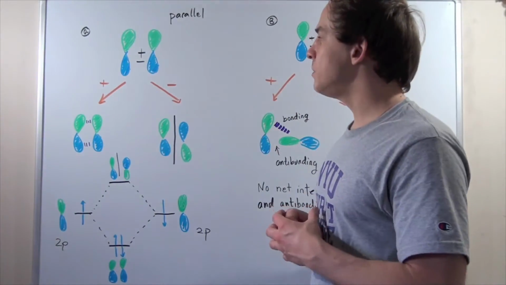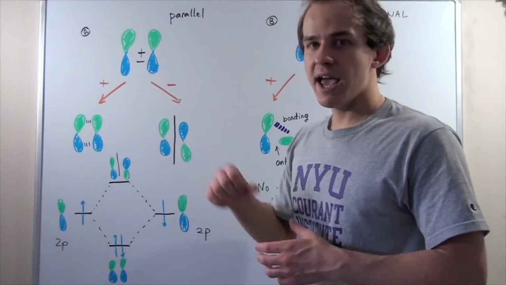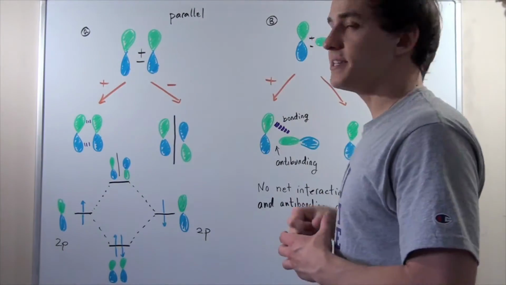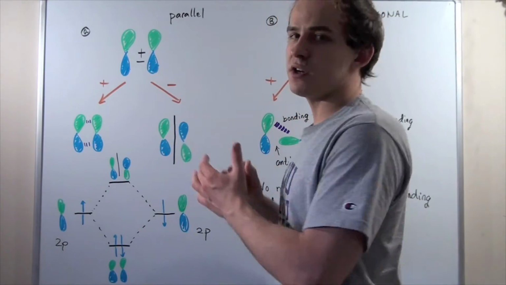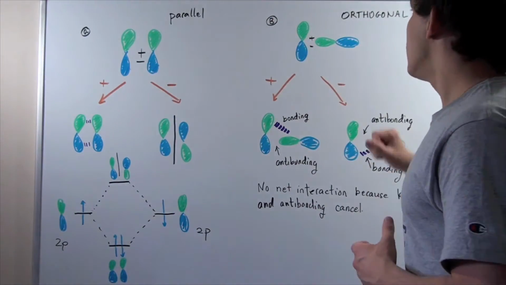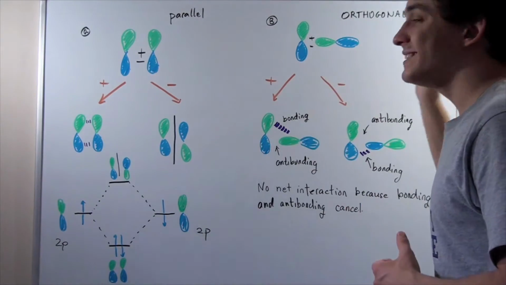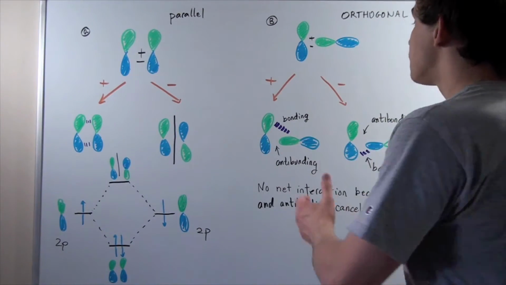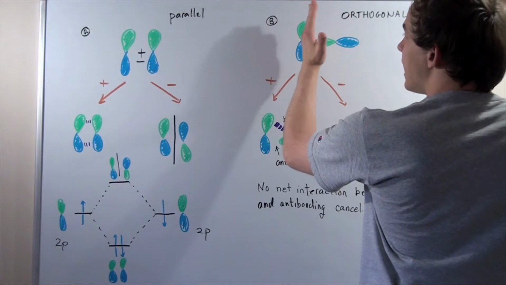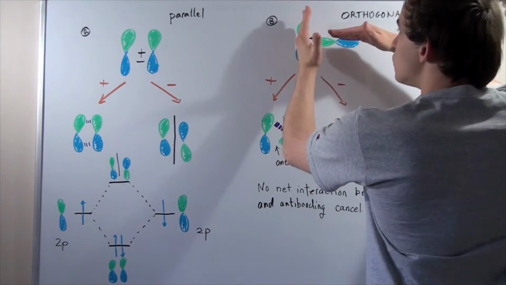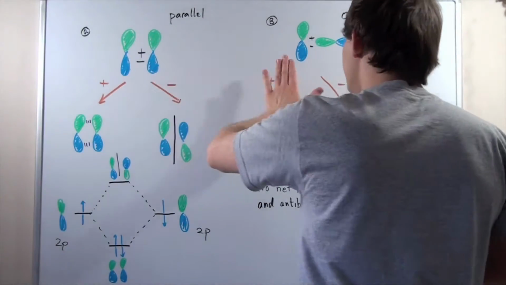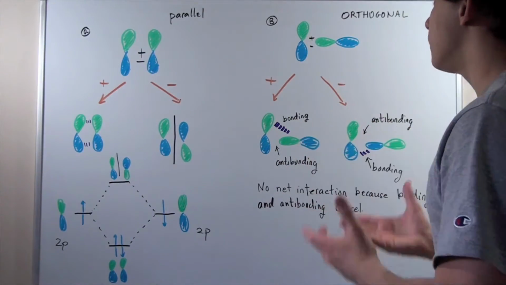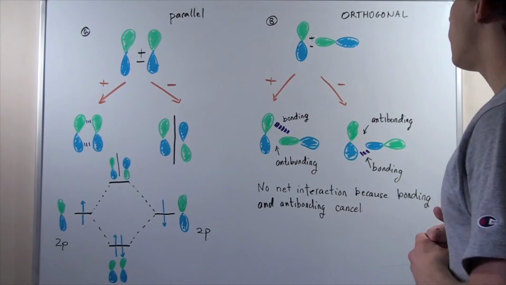orient our 2p orbitals. In part A, we have a parallel orientation. In other words, our 2p orbitals are simply parallel to one another. In part B, we have an orthogonal or perpendicular orientation in which one 2p orbital is perpendicular to our second 2p orbital. So let's see which one of these forms molecular orbitals. So let's begin with part B.